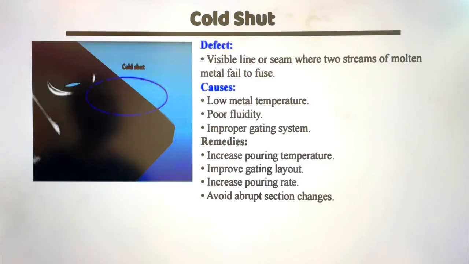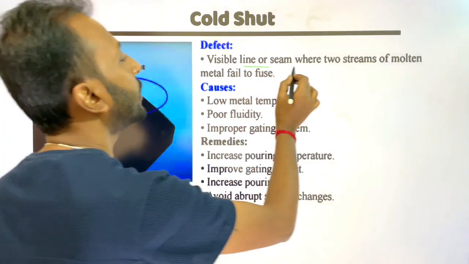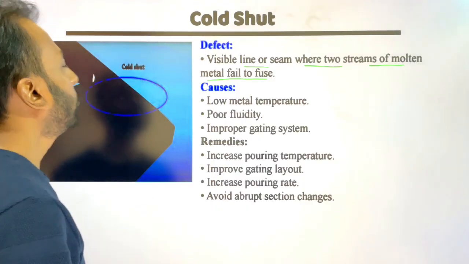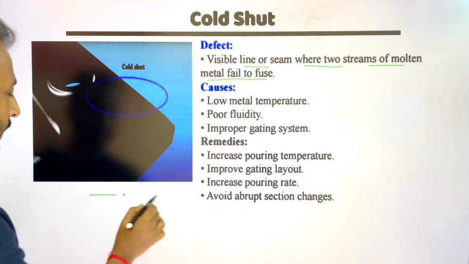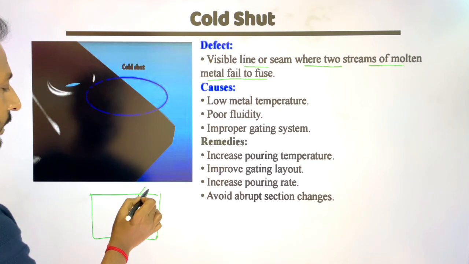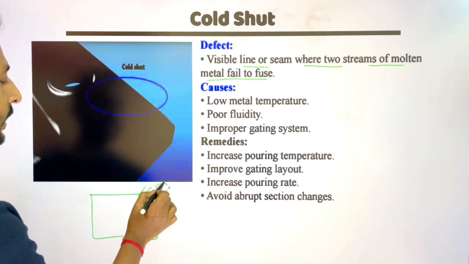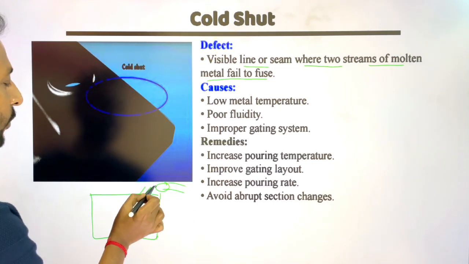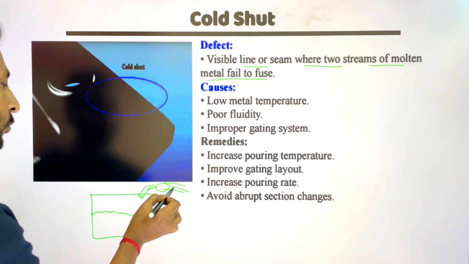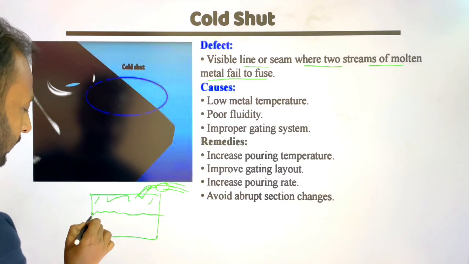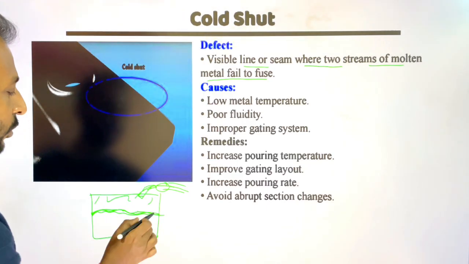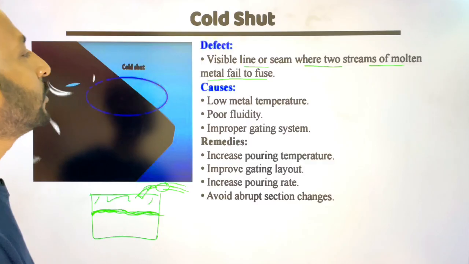The next is cold shut. So what is cold shut? Visible line or seam where two streams of molten metal fail to fuse. So in this mold cavity we are filling this. We have filled this in two steps. First we pour the molten metal with the help of a ladle, fill this portion, and in the second step we have filled this. Then this will be the line of two molten metals joining. So this is the cold shut.